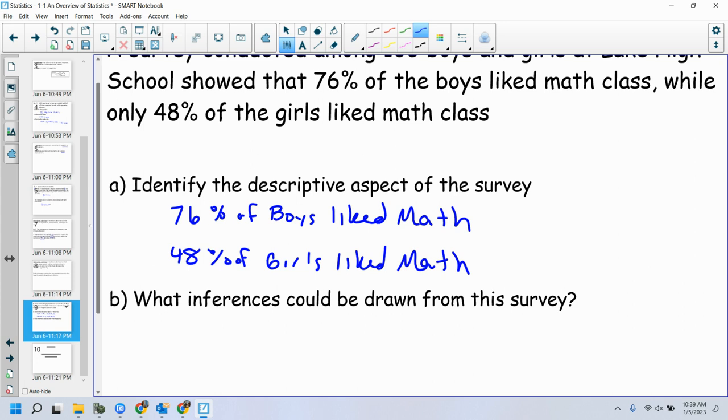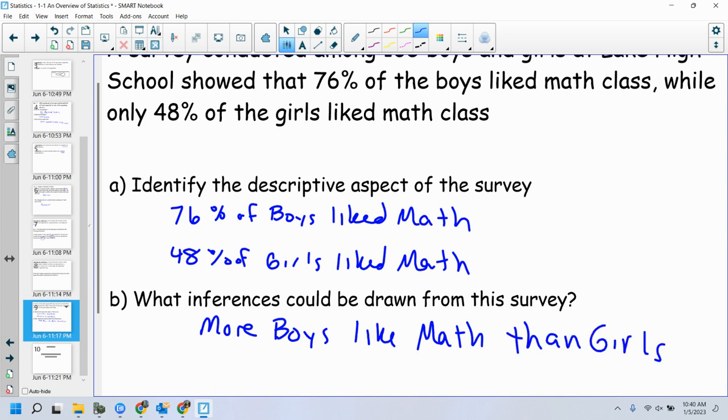So what inferences could we draw from that? More boys like math than girls? I mean, that's why we cringe a little bit when we say that. Jumping to conclusions like that can get you into trouble a little bit. More boys like math than girls? You know? And that, again, can get you into trouble. Well, what outside factors are happening here, right? What's going on here? Why are we getting this data? And that kind of loops it back around to the beginning. Once you draw your conclusions, you can critique your conclusions and say, is that really true?